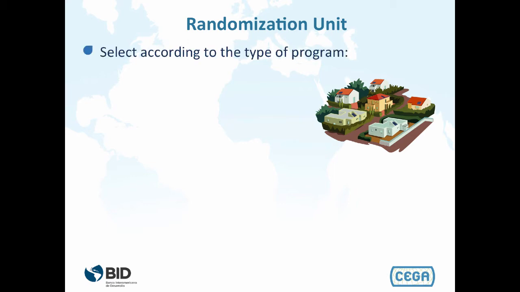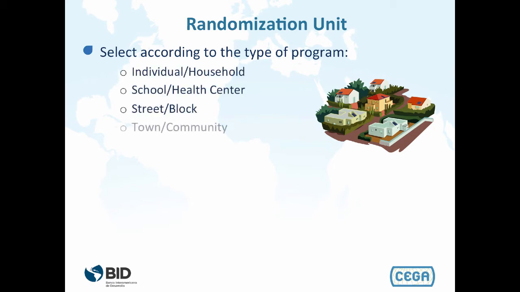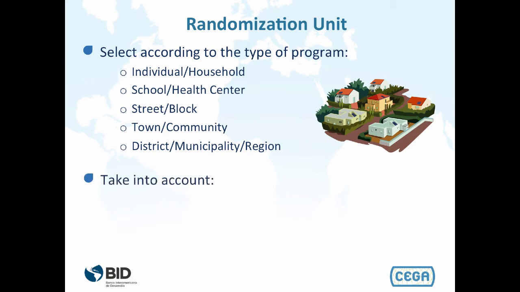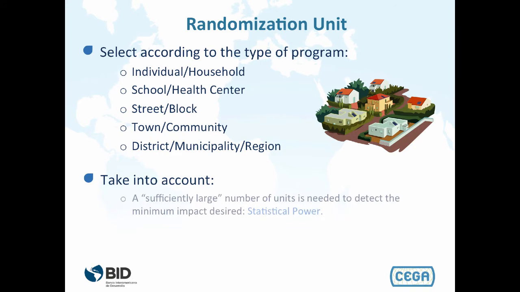We have the ability to select according to the type of program. Sometimes programs are targeted to individuals or households. Other times they're targeted to firms or facilities such as schools or health centers. Sometimes we might want to take an individual or a household program and allocate it at the street or the block they live on, possibly at the town or the community, maybe even all the way up to the district or municipality. What do we need to take into account for the unit of randomization?